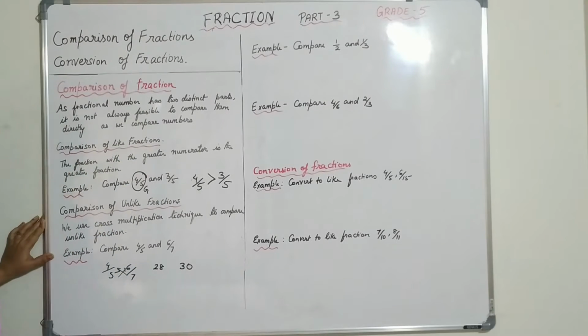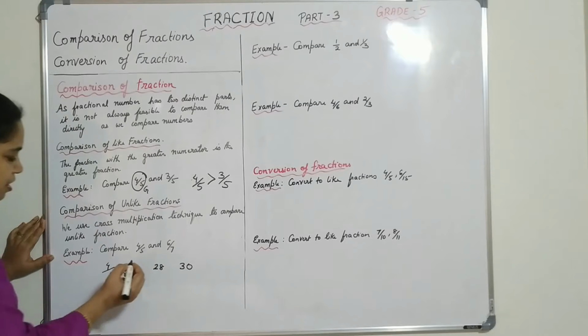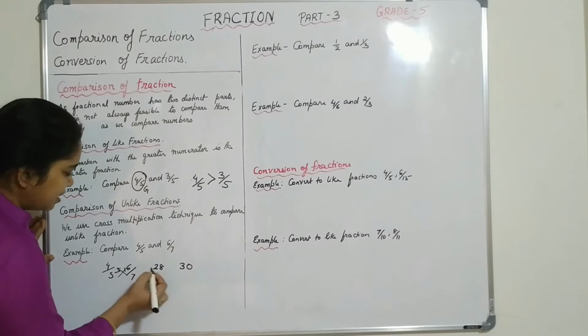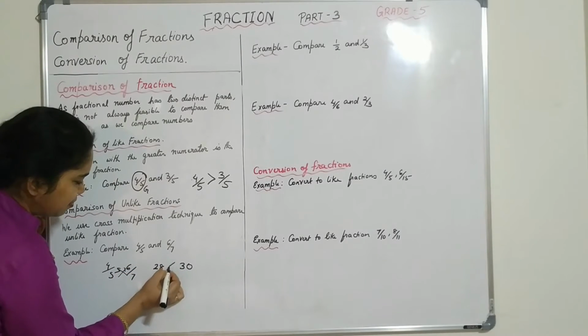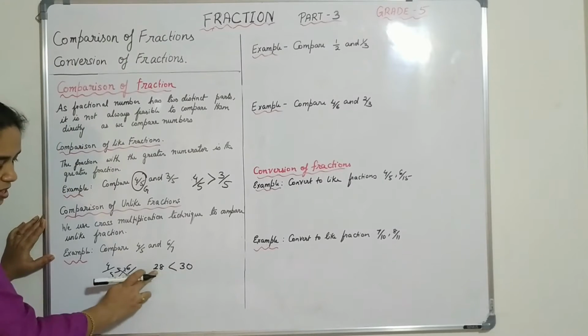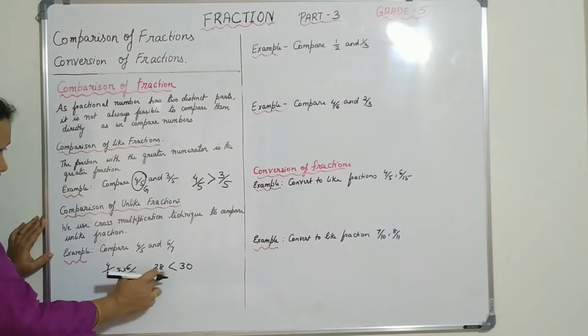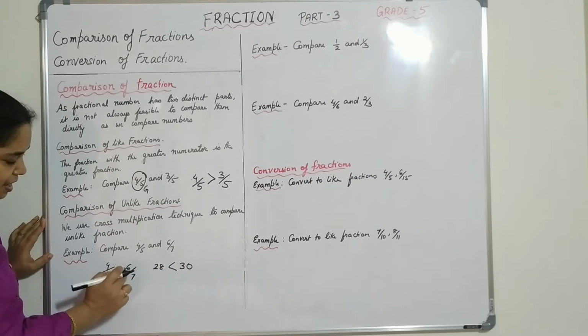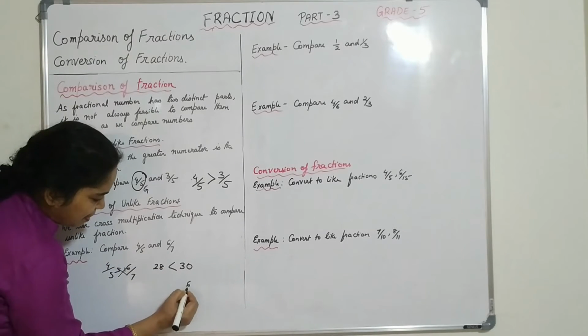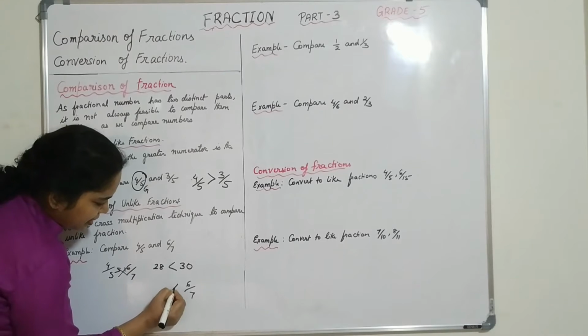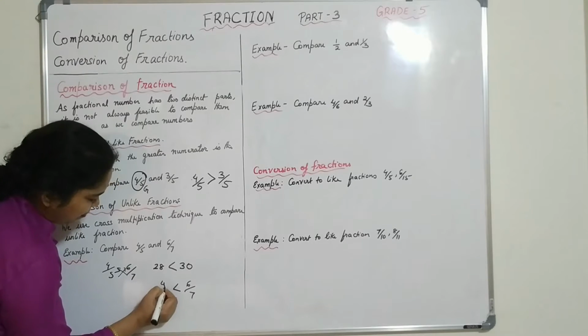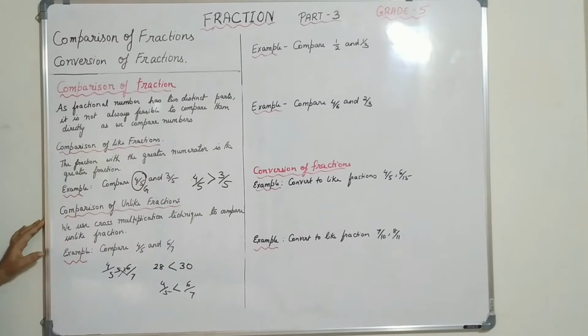So which one is greater? 5 6s are 30 is greater. So 30 is greater than 28. So we can say that 6 by 7 is greater than 4 by 5. Like this you can compare two unlike fractions.